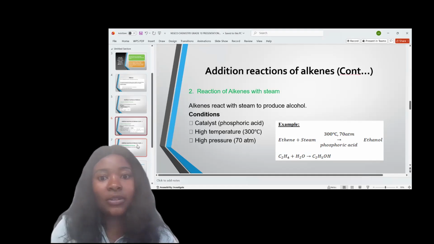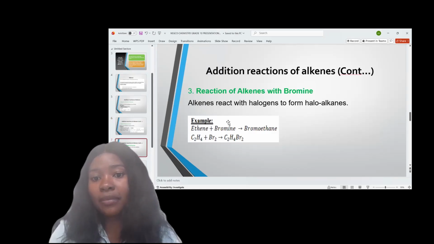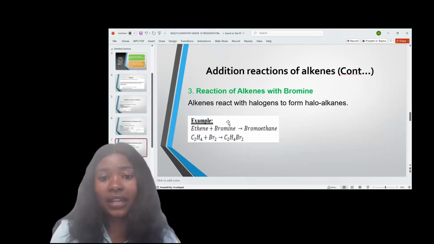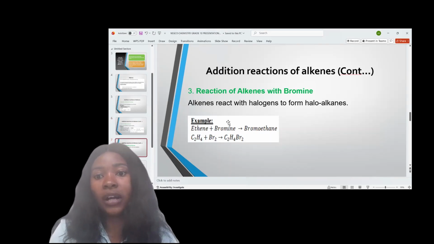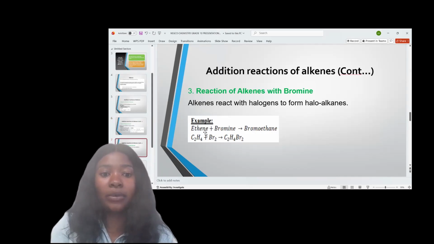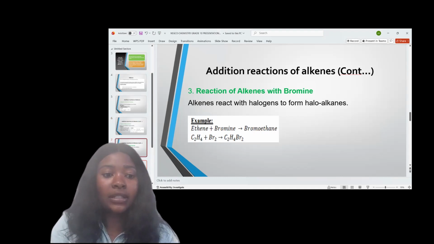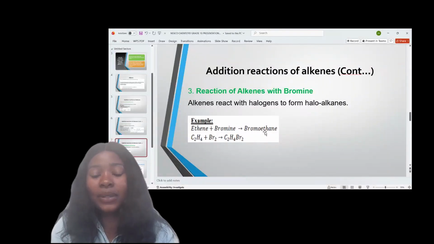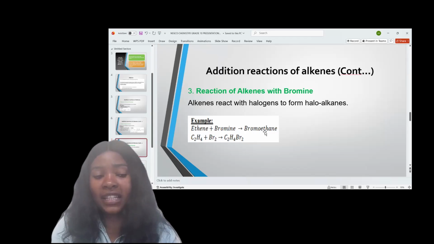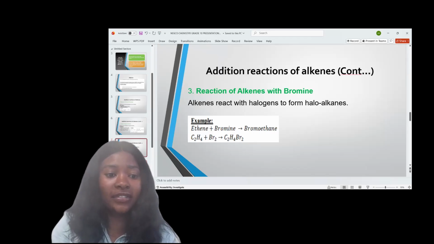All right, so now we have the next one, which is the reaction of the alkenes with bromine, which is a halogen. So again, alkenes react with halogens to form haloalkanes, where at AS level they say halogenoalkanes, but here in short, we just say haloalkanes. So we have now ethene reacting with bromine to give us bromoethane. So you can see there that it's ending with ethane, it's ending with the word ane, meaning that it is an alkane. All right, with that said, do we have any questions, or can we proceed to the class activity?